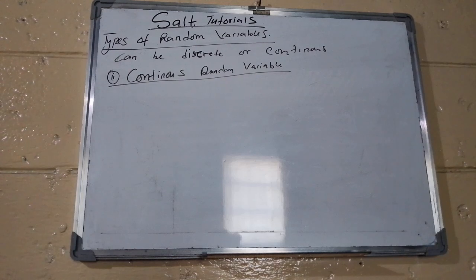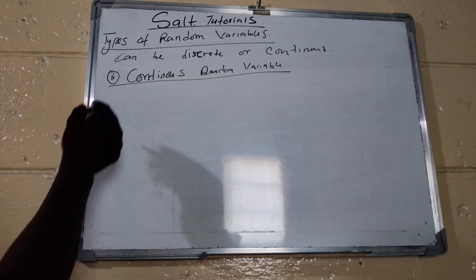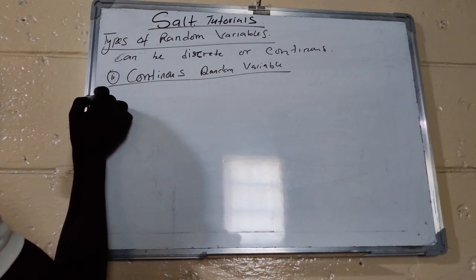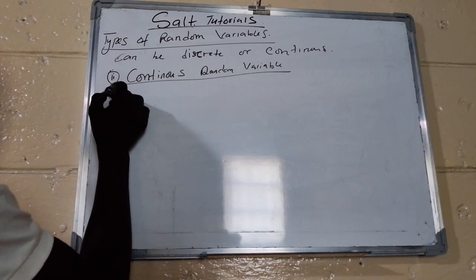What about in a situation when it comes to a continuous case? Remember, discrete is talking about a random variable taking up countable numbers. But what about a situation whereby the random variable is continuous? If a random variable is continuous, we're simply saying that it can assume an infinite number of values within a given interval.